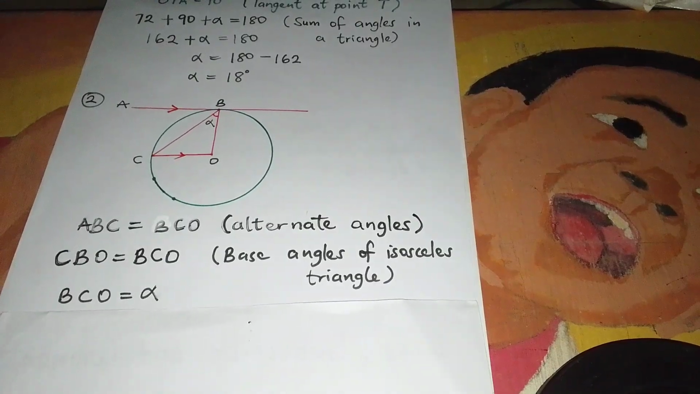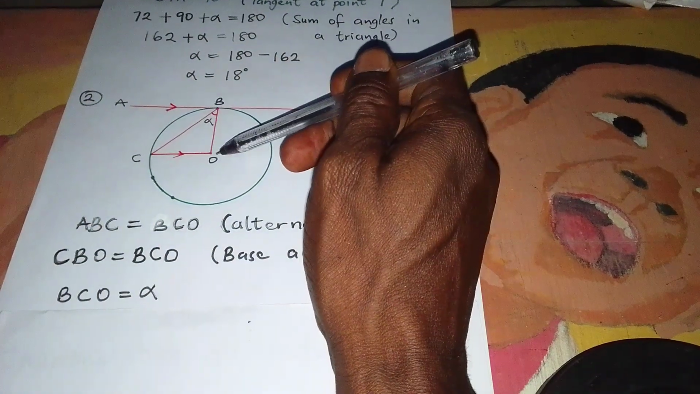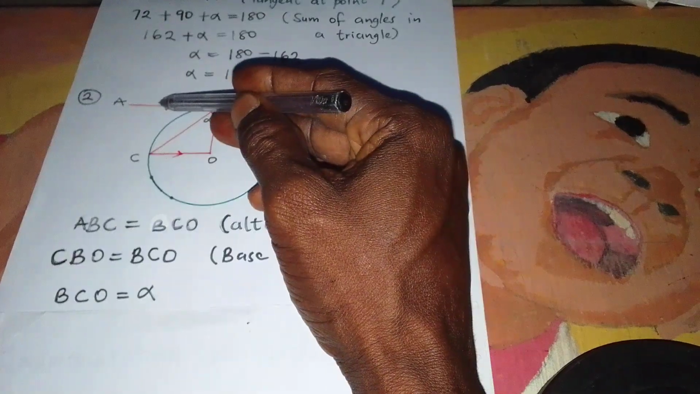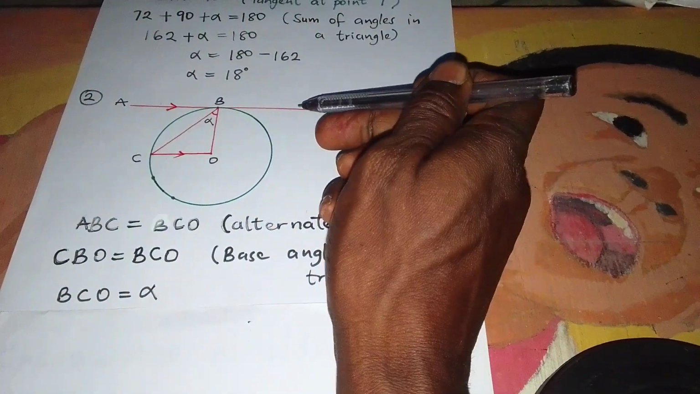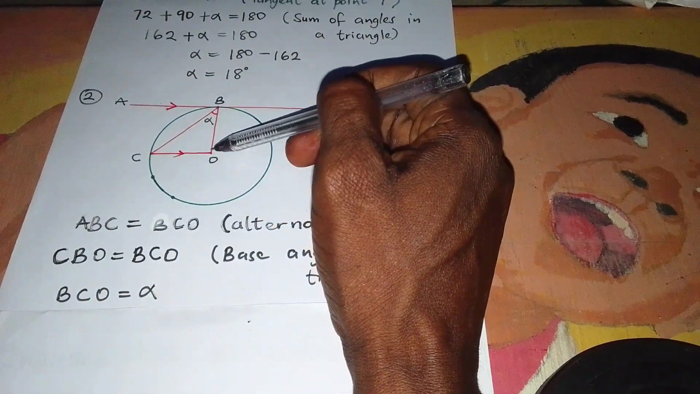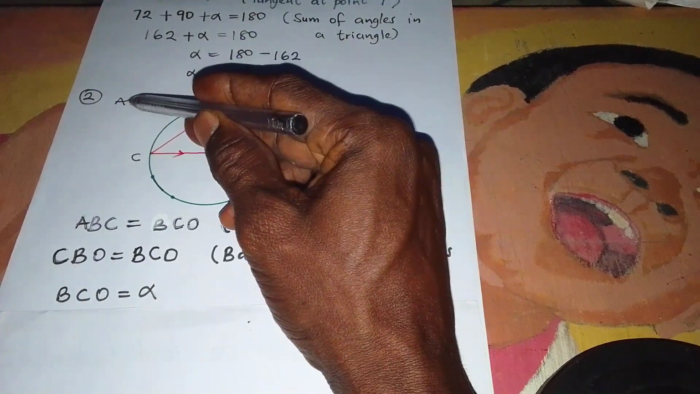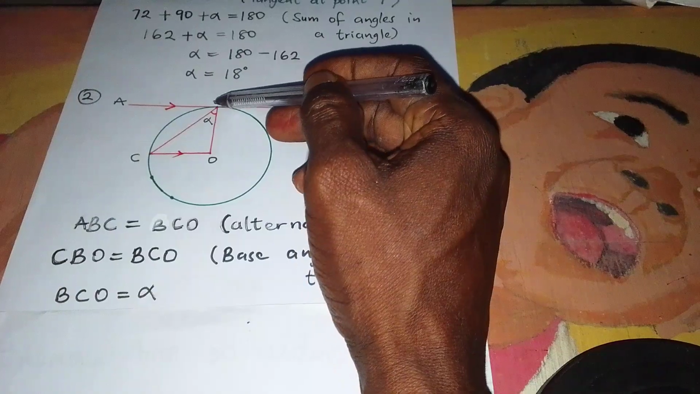So now we know that from here to this place is the radius of the circle, and AB is the tangent at B. Definitely this angle, the angle ABO, will give you what?